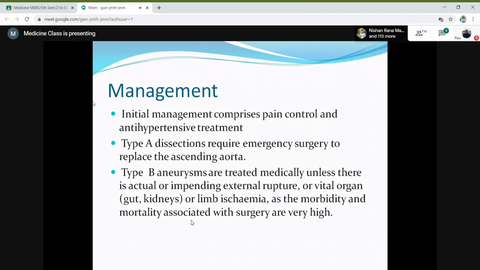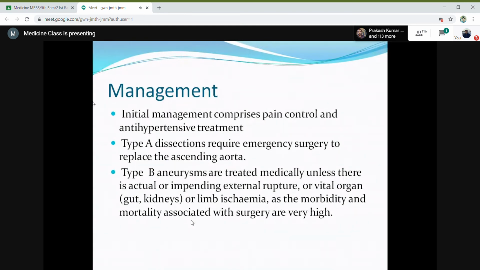So again, continuing the management, the initial management comprises pain management and controlling the blood pressure. Type A dissection requires emergency surgery to replace the ascending aorta.